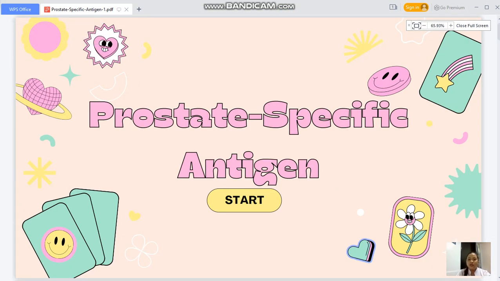Good day, everyone. So, my topic would be prostate-specific antigen. But before that, let us first define the prostate and its important function. The prostate is a walnut-sized gland located between the bladder and the penis. The prostate is in front of the rectum.